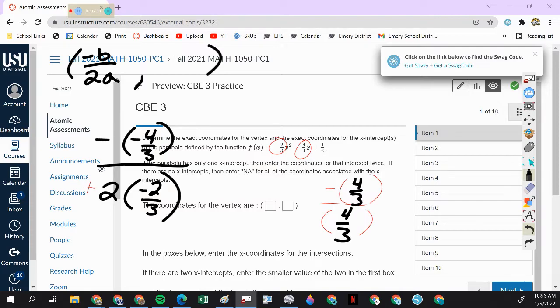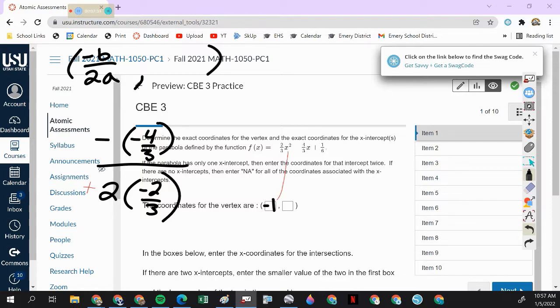It's just negative 1. What if it didn't cancel like that? How do you divide 2 fractions? You flip the bottom and multiply, and in that case, everything cancels and I get negative 1. So the x coordinate of the vertex is negative 1. How do I find the y coordinate? Just plug in negative 1.